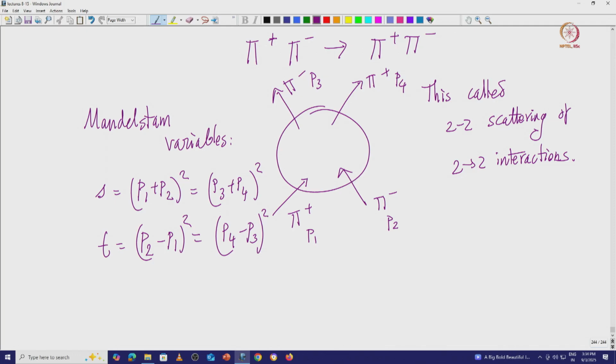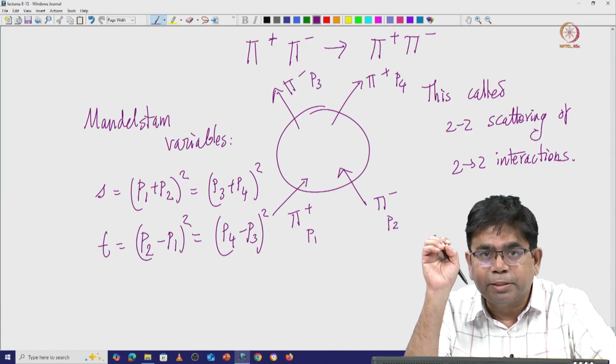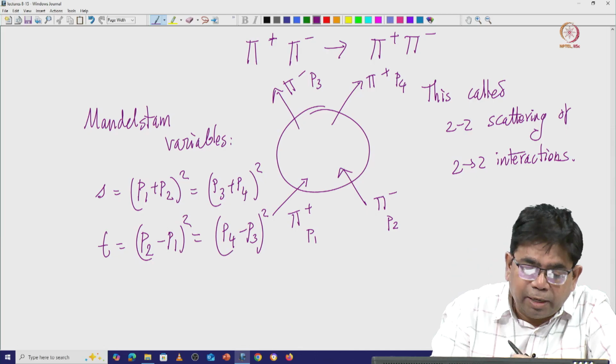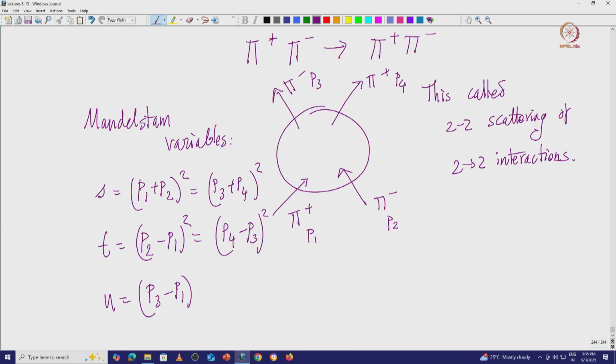Okay. This is also possible in certain processes. Given a process, whichever momentum exchanges are allowed should be considered in that process. So, when you write your scattering process diagrams, you have to be very careful about which momentum exchange processes are possible. Now, you can ask the question whether you can have U, (P3 minus P1) square.